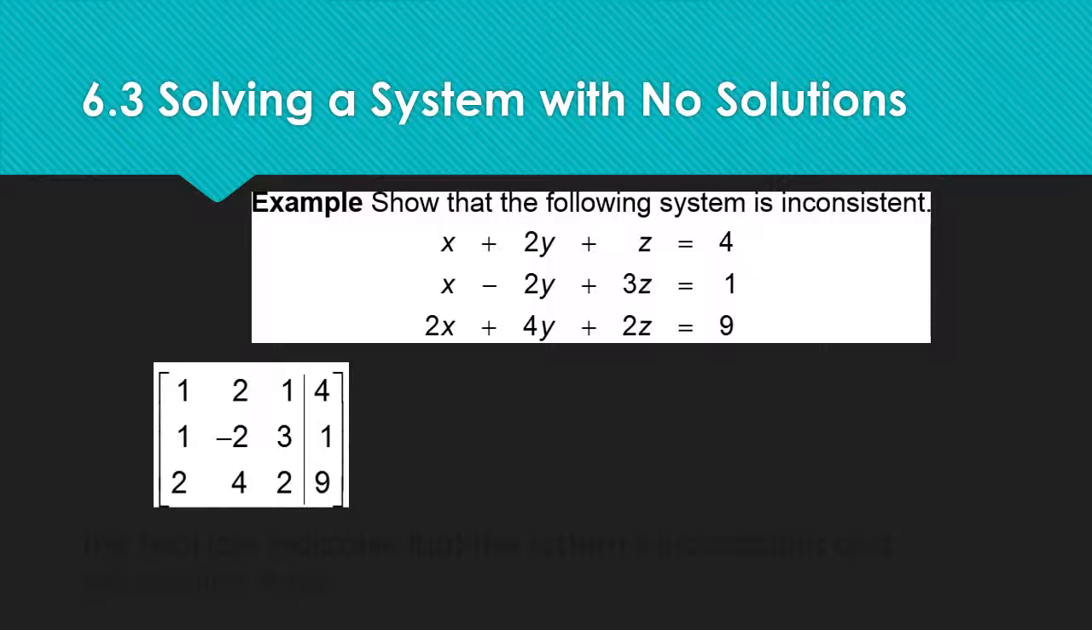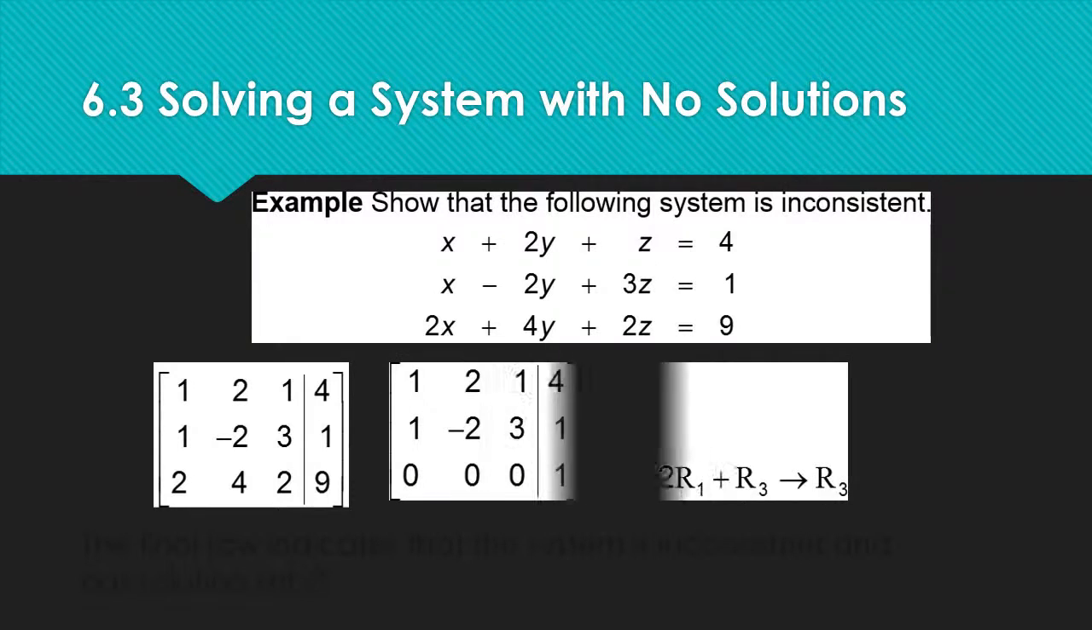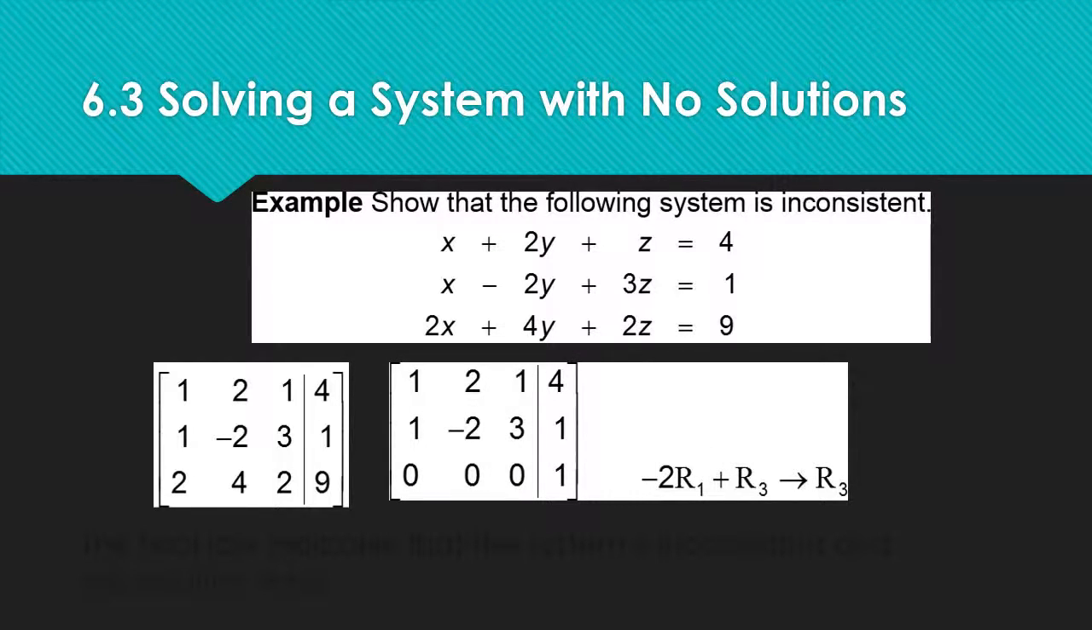Okay, so here's our matrix. And here what we did was we multiplied -2 times row 1 plus row 3. So row 1, column 1 already had a 1, so we need to make the numbers under that 0.